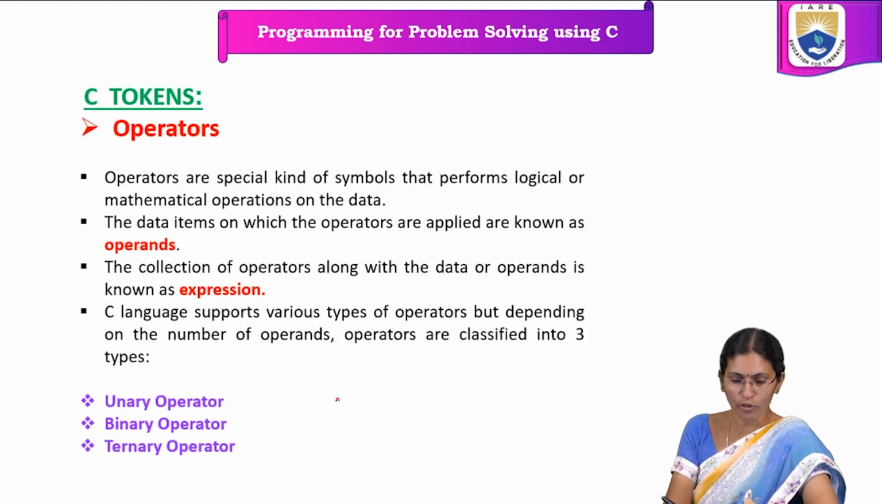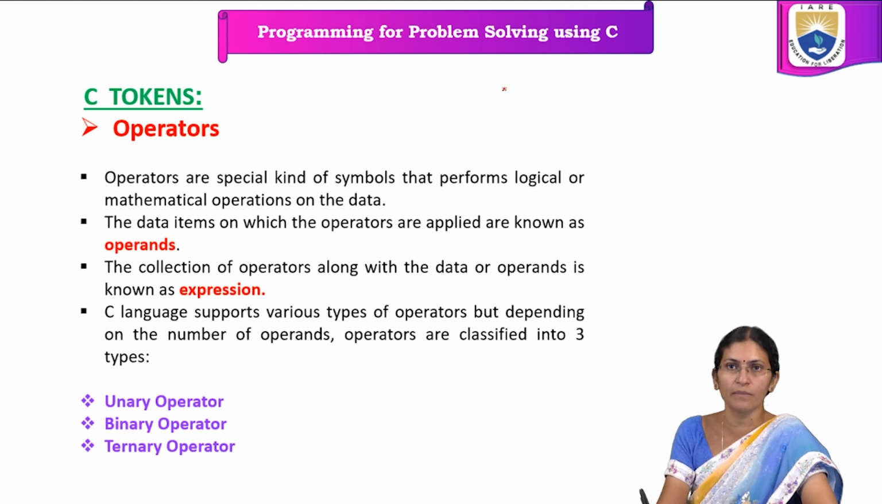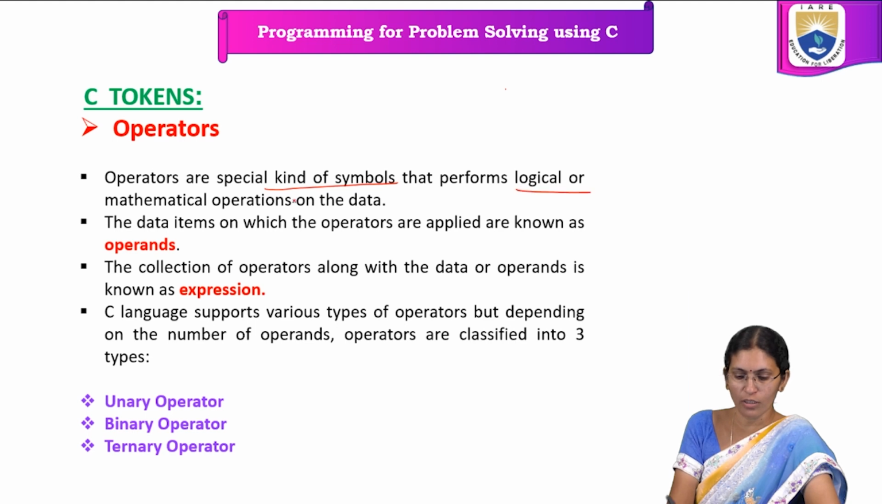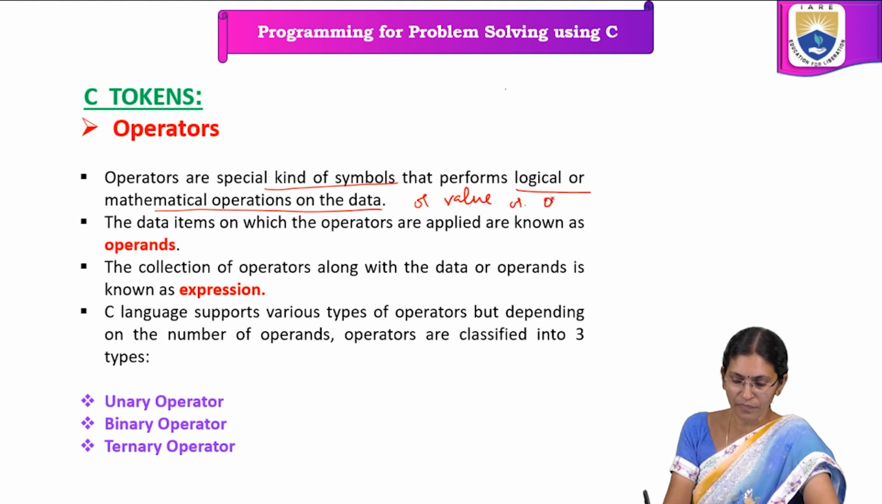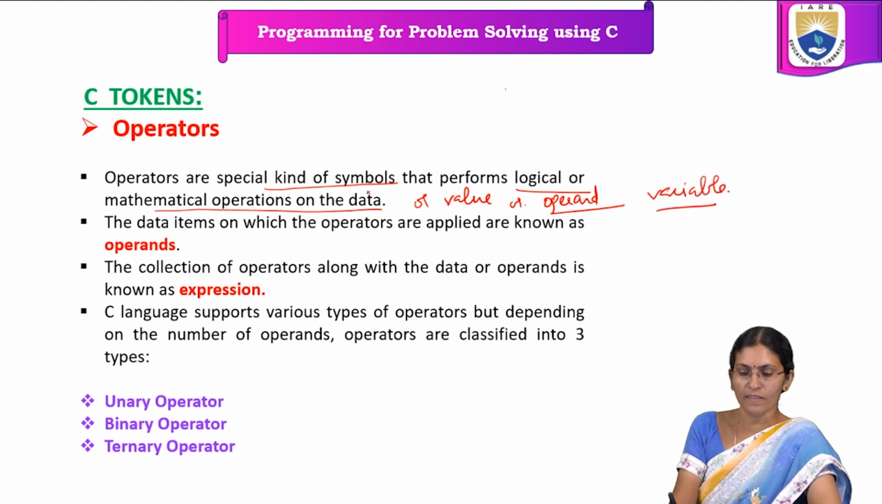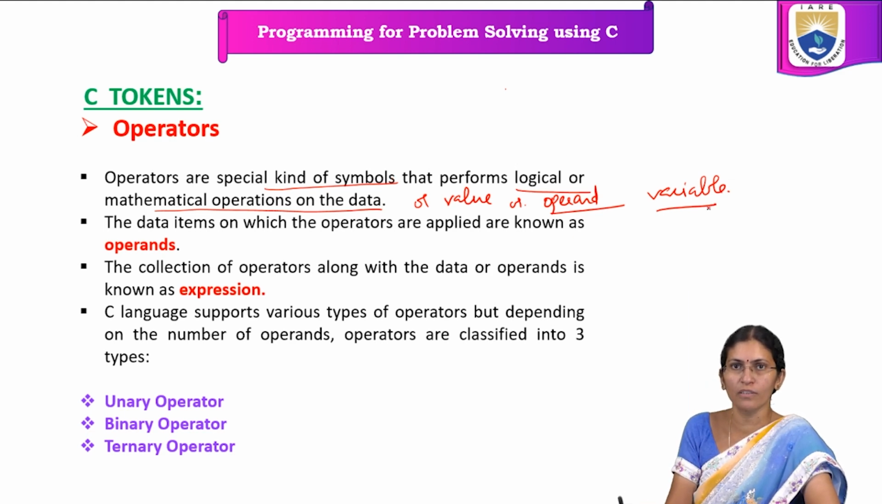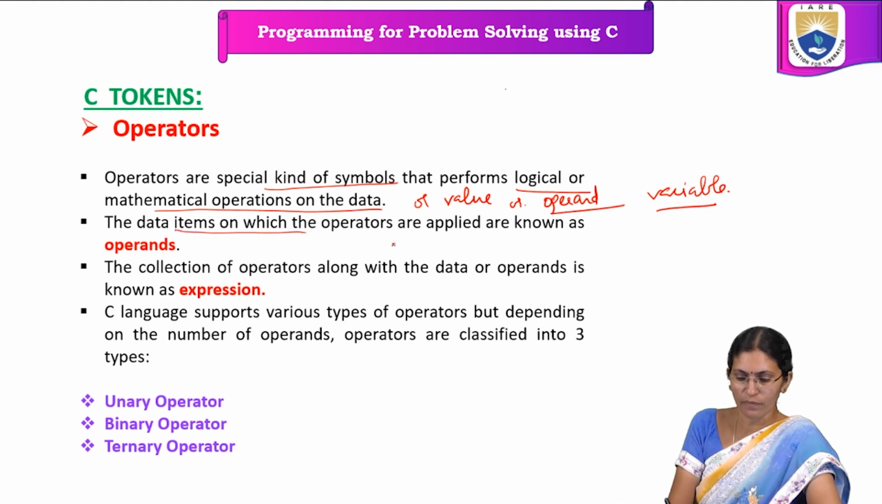In that, the first one is operators. What are operators? Operators are nothing but symbols. These are special kinds of symbols which are used to perform logical or mathematical operations on data, or values, or operands. An operand is nothing but a variable. So the data items on which the operators are applied are known as operands.